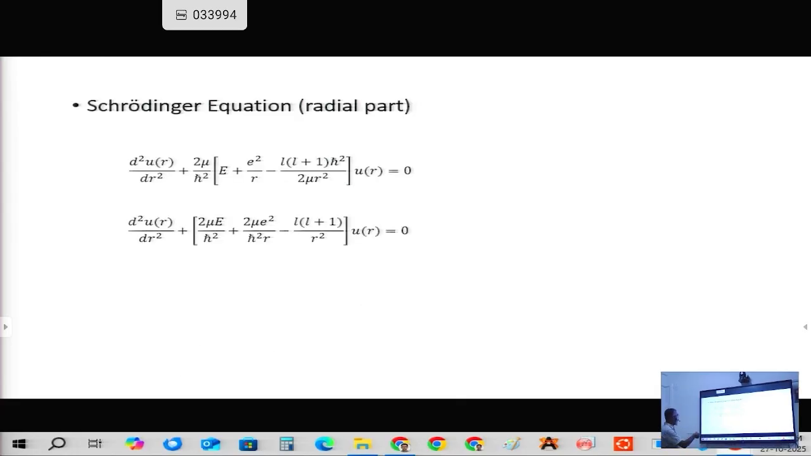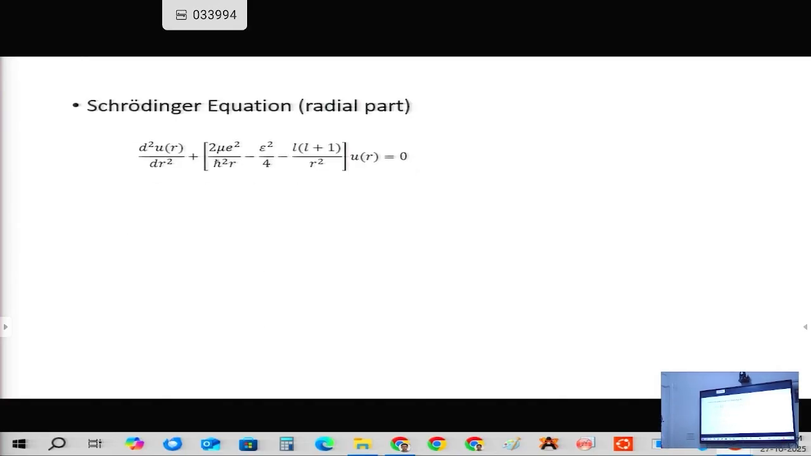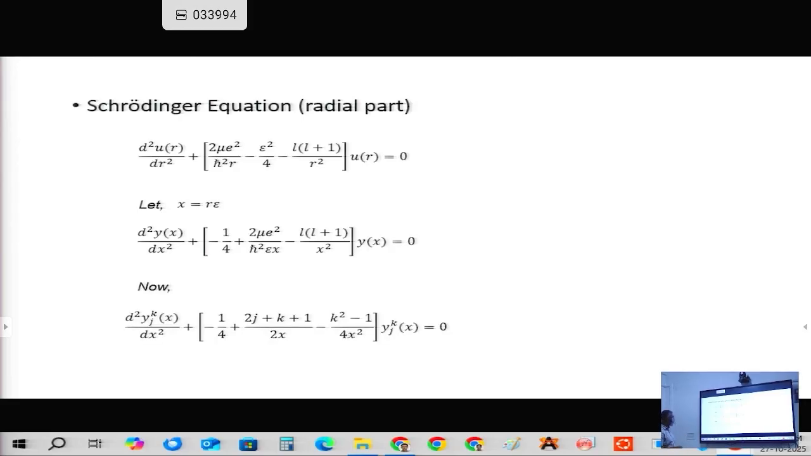Okay? So the same equation, I'm rewriting in this form. And now I'm substituting 2 mu E by h cross square, that is this by epsilon square by 4. So this is the equation I get. Now one more substitution. I say x is equal to r epsilon. So I'm writing in terms of x now. So the r is the variable, now it has become x. So I'm writing in terms of y. And finally, you get something like this. So you get this expression here.